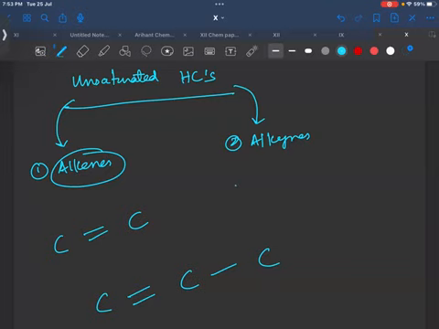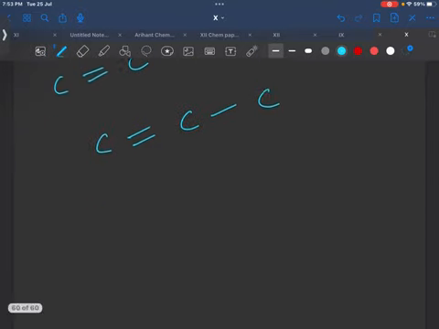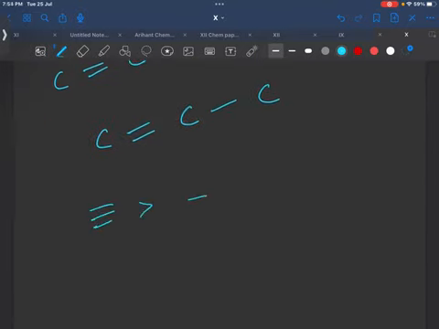But if you have a C triple bond C, and a double bond on the other carbon, then it's not an alkene, it's an alkyne. Are you getting it? How is the priority assigned? The triple bond gets more priority than the double bond, and the double bond more than the single bond. Understood?